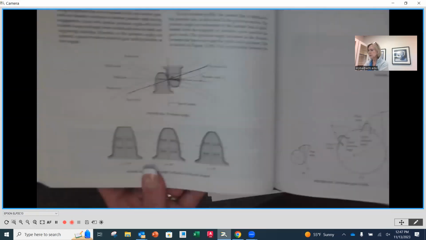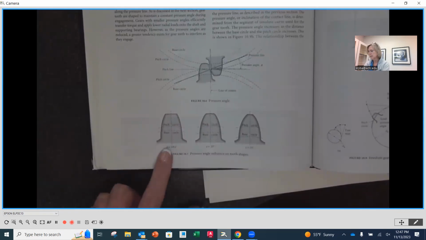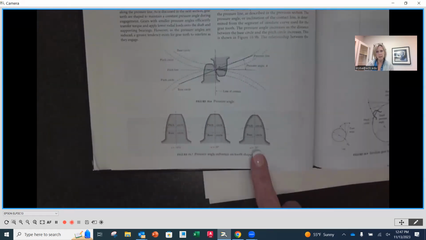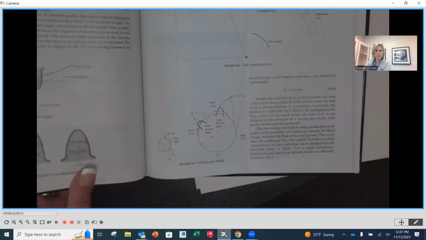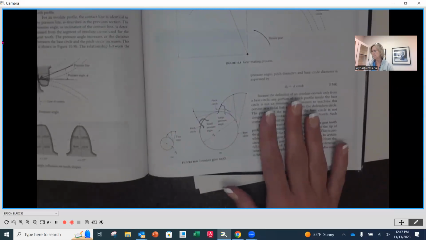An involute tooth on a spur gear is always going to look very similar to any one of these three. This is a diagram that is specifically looking at the different pressure angles. We've already talked about that in the line of action. And over here on the left-hand side, you're going to notice that they show you how to construct an involute tooth.